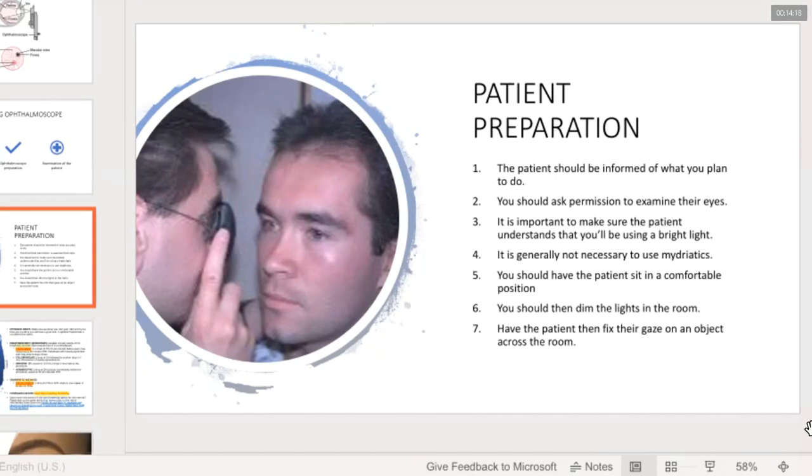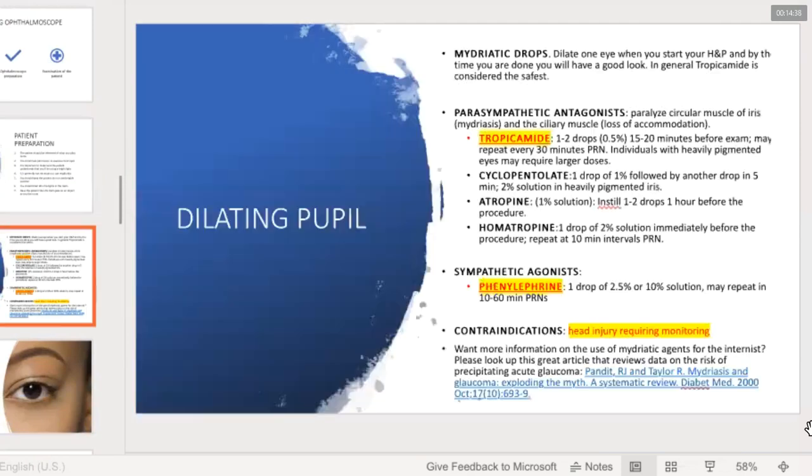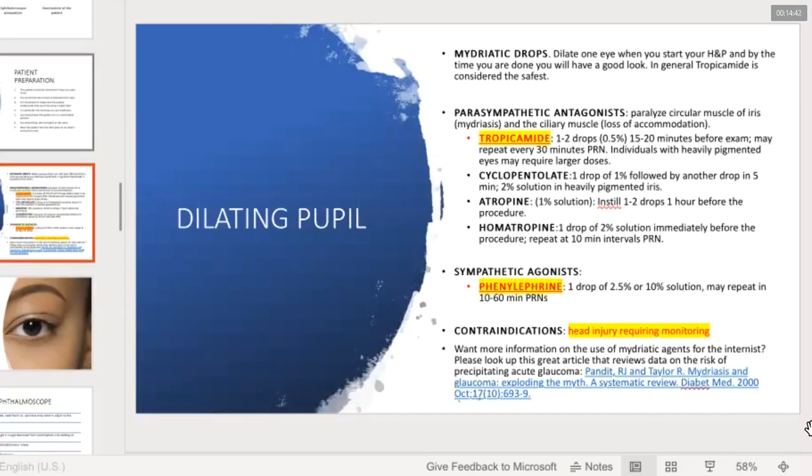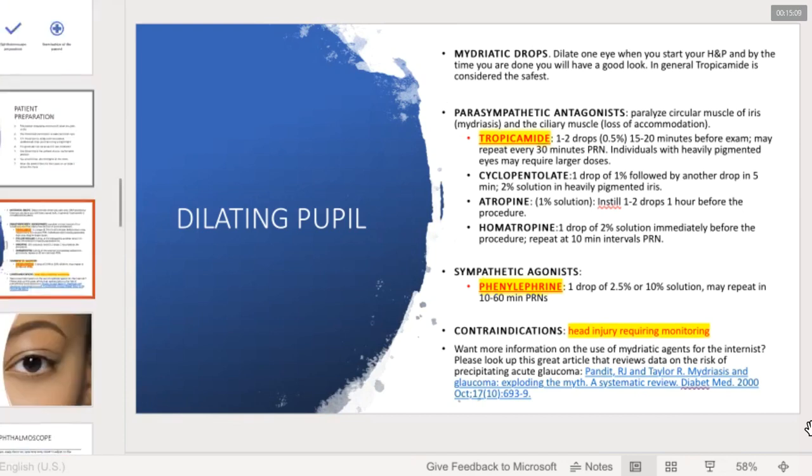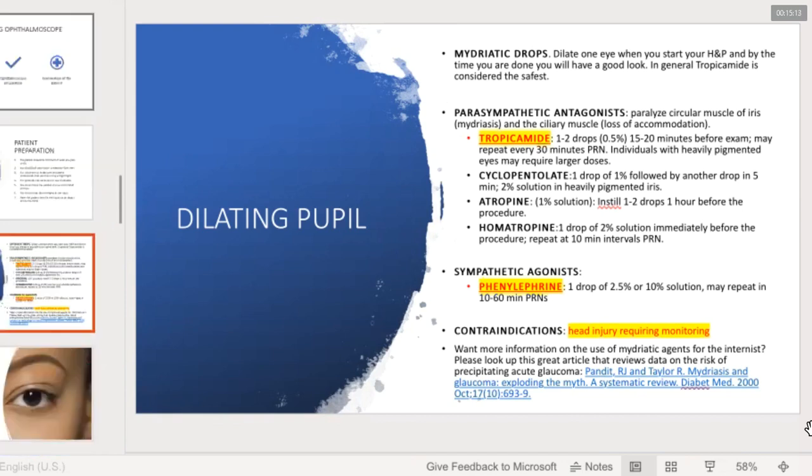In general, you can examine the fundus without mydriatics, without using any dilating drops. What you need to do is dim the lights in the room and have the patient fix their gaze on a distant target across the room. Okay, this is some information about dilating the pupil. Dilating or mydriatic drops could be a parasympathetic antagonist or a sympathetic agonist. As for the parasympathetic antagonist, we have tropicamide, and as for the sympathetic agonist, we have phenylephrine.